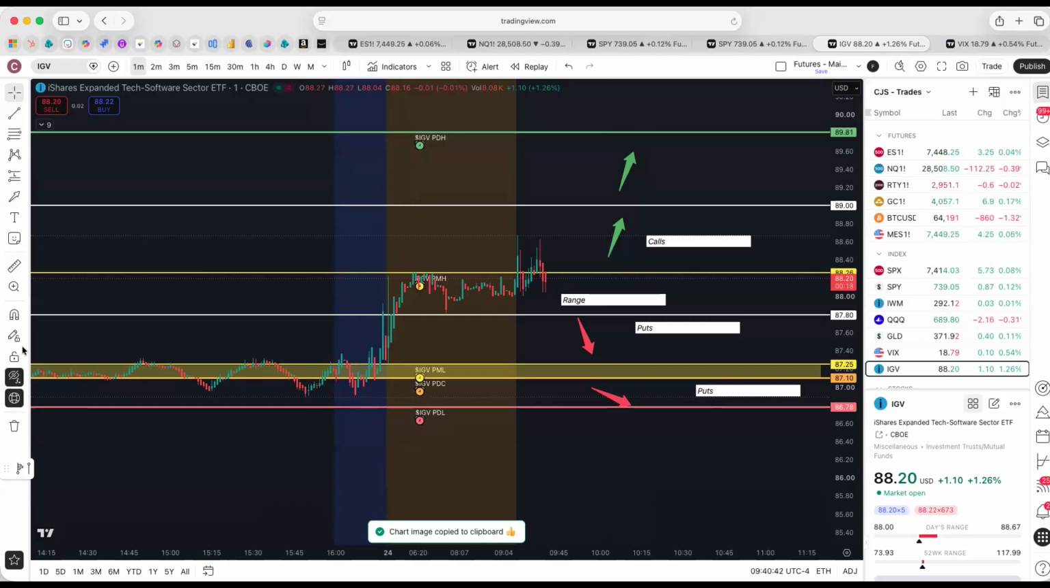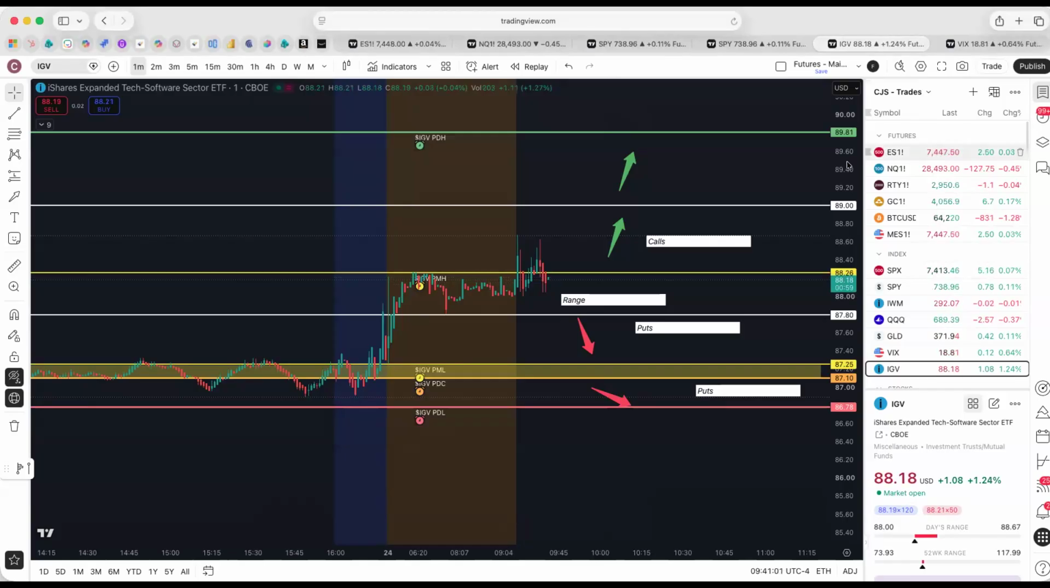So keep an eye out on what you want to trade, all right? You don't need to trade everything. I'm sharing all of this because people prefer to trade one thing or the other. Just keep an eye out on what you want to trade and focus on that. Don't get carried away. You can't trade everything at once. Pick what you want to trade.